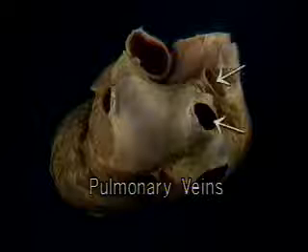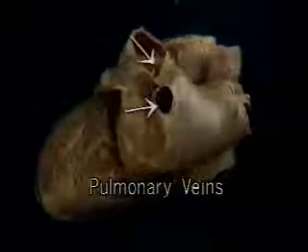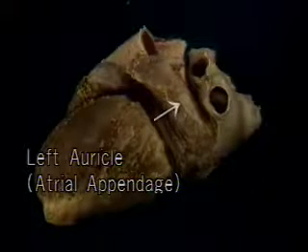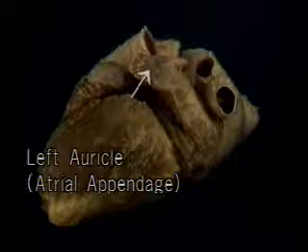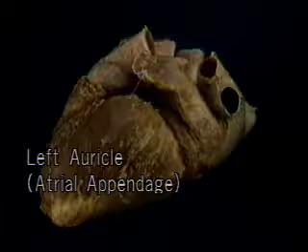Blood coming from the lungs enters the left atrium by way of the four pulmonary veins, two from the right lung, two from the left. The left atrium, like the right one, has a blind pouch, the left auricle or atrial appendage, which projects upwards and forwards. In diastole, the blood that's in the left atrium passes forwards into the left ventricle through the left atrioventricular valve or mitral valve, which is here.